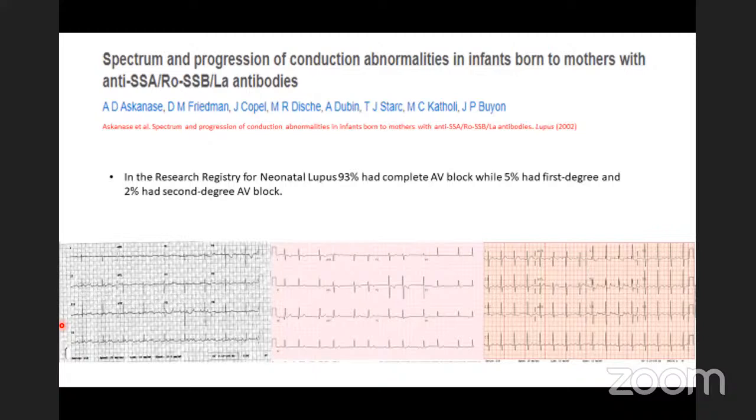In first degree heart block, there is some prolongation of the PR interval above the norms. And in second degree, there are some P waves that are not being conducted to the ventricle. There are two different types, but there are more P waves than QRS complexes.